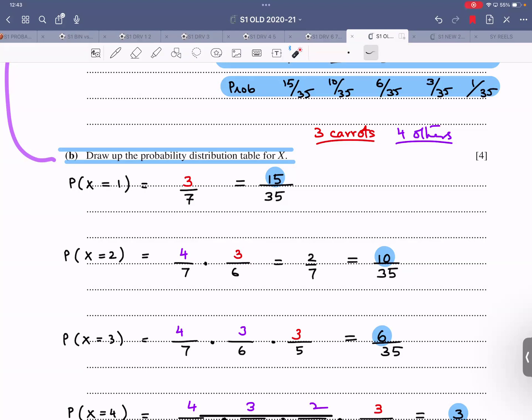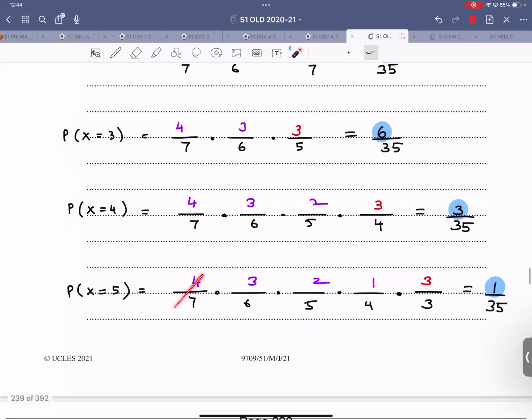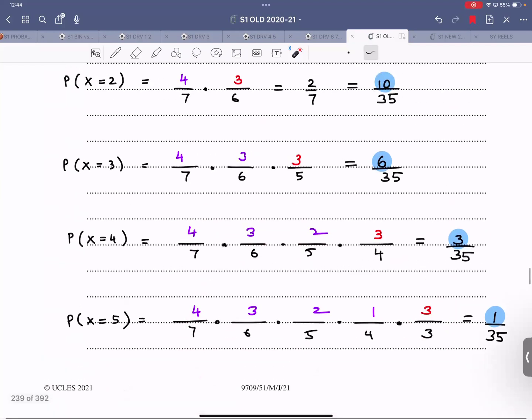The working is this. First of all, if I write probability X is equals to 1, this is 3 over 7. That is basic. Probability X is equals to 2: anything else and then carrot. Probability X is equals to 3: anything, anything, and then carrot. Probability X is equals to 4: 3 of anything, each reducing by 1, and then carrot. X is equals to 5: you have used up all the other cans. So naturally, you will get success at the end. That is the working over here.